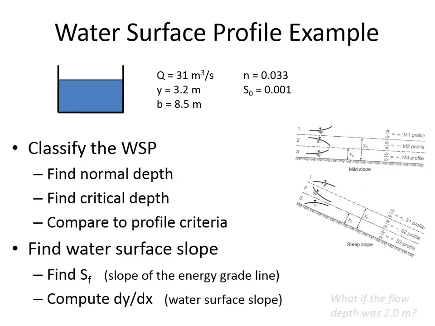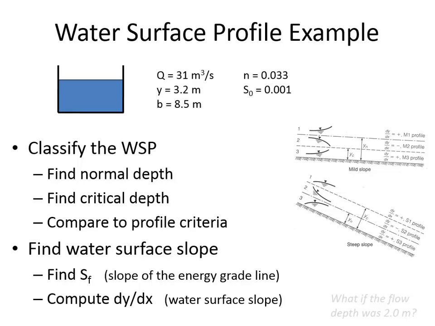Okay, so the n value is 0.033. The flow rate is 31 cubic meters per second. The wetted perimeter is going to be 8.5, which is the base width, plus 2 times the side height here of 3.2 meters. Okay, so that gives us the wetted perimeter. And then the wetted perimeter will be to the 2/3 power.